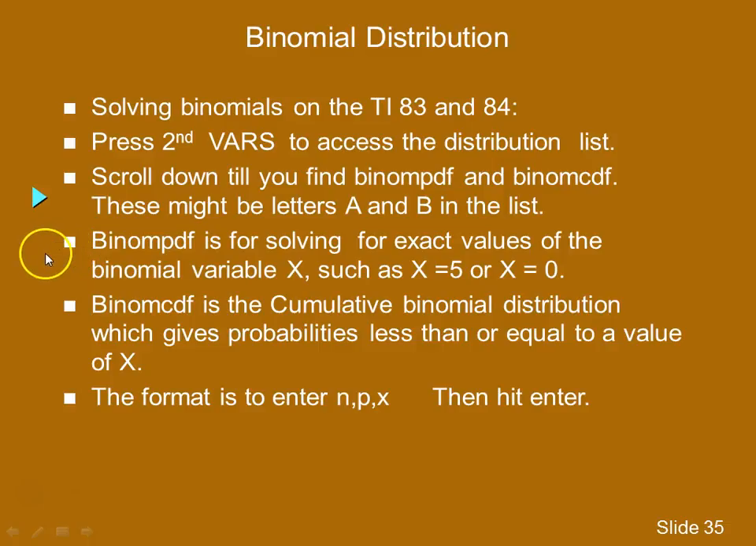As it says here, binomial PDF, probability distribution function, is for solving exact values of the binomial variable. So if you want x equals 0 or x equals 1 or x equals 5, you will use the binomial PDF.